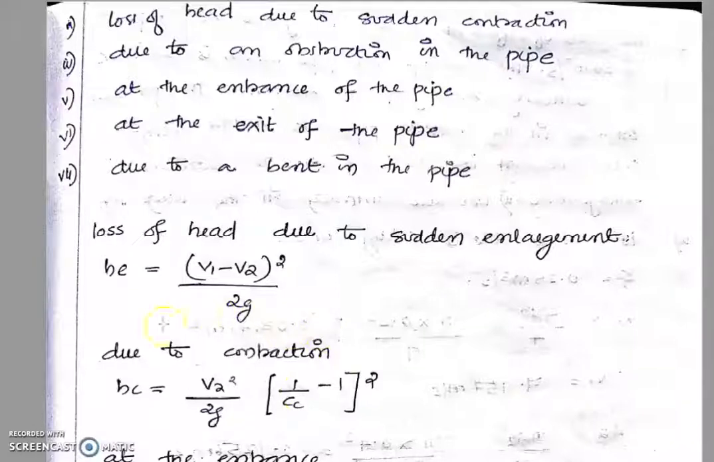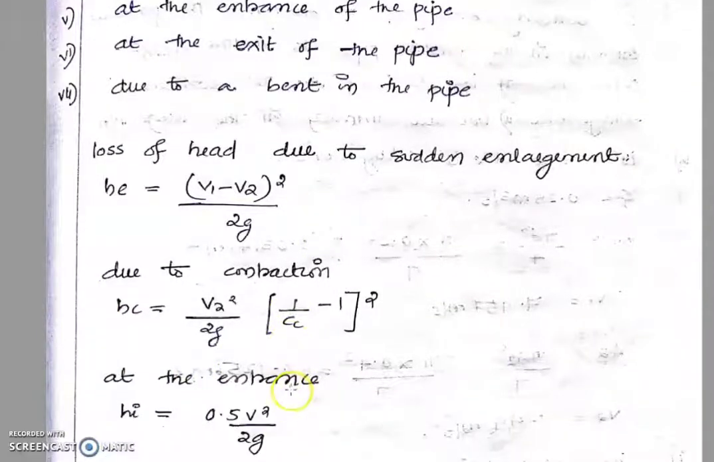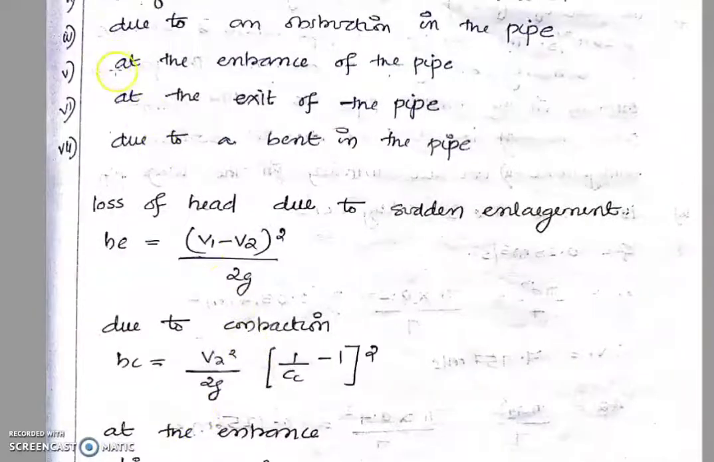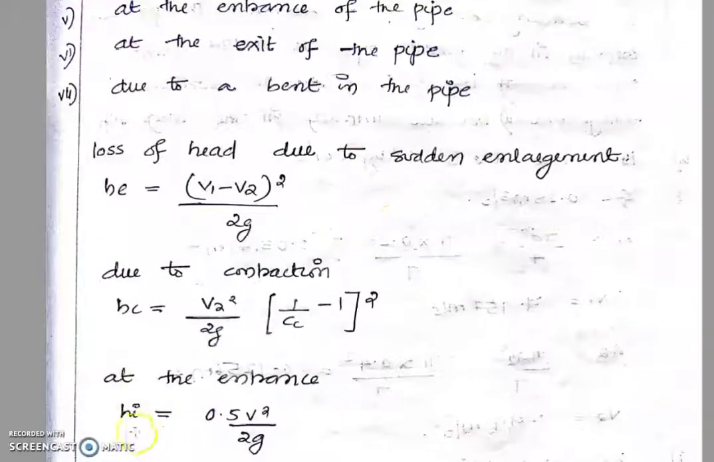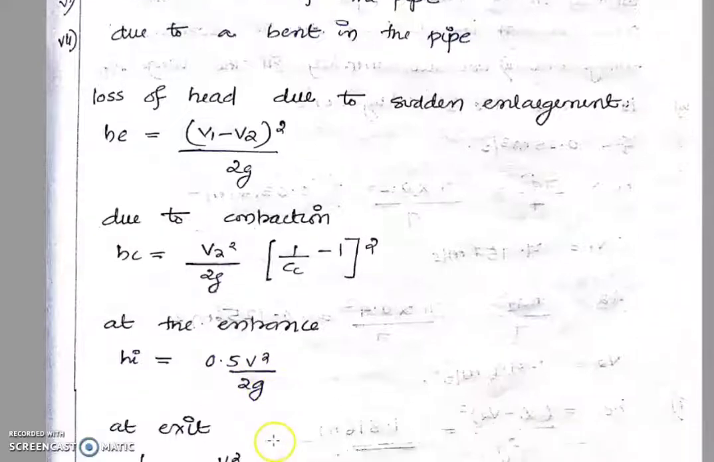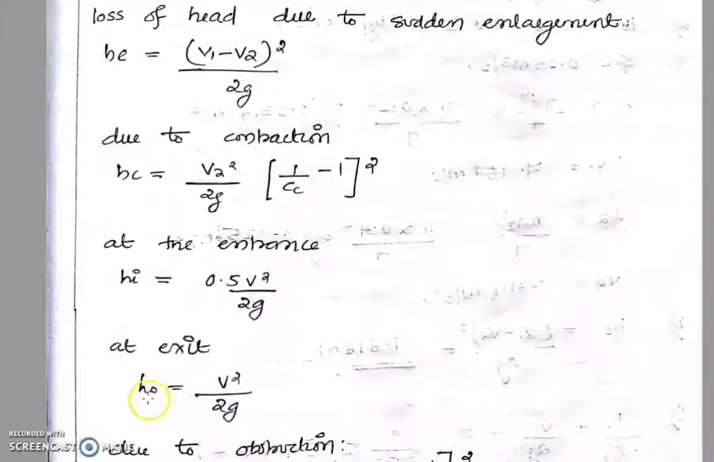So this is the head loss due to sudden contraction. And at the entrance, the third one was okay. The fourth one I will discuss, that is at the entrance of the pipe. Here the notation is Hi equal to 0.5 V square by 2g. And at the exit, the head loss is H naught or Ho equal to V square by 2g.